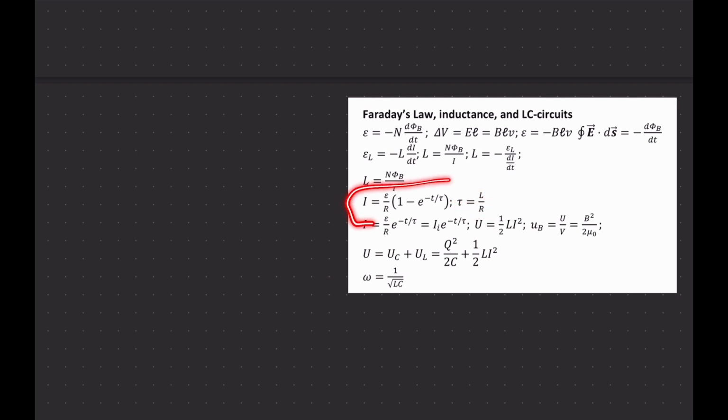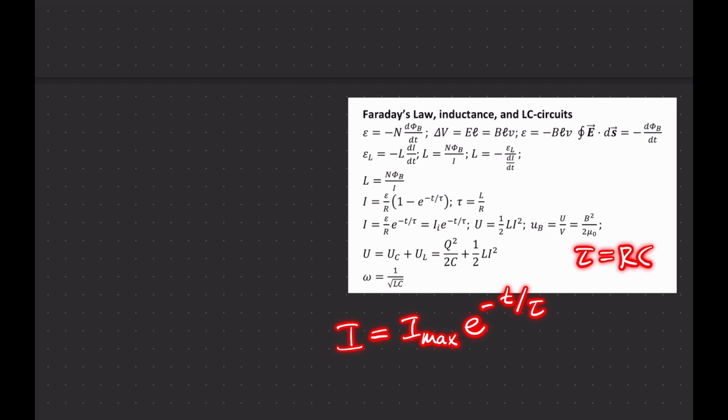So again, very similar to the previous video I had for RC circuits. For an RC circuit, if you remember, the current was something like I max, and then you multiply by this e to the minus t over tau, except in that case, tau was the resistance times the capacitance. And you also had another one where you had the 1 minus e to the minus t over tau.